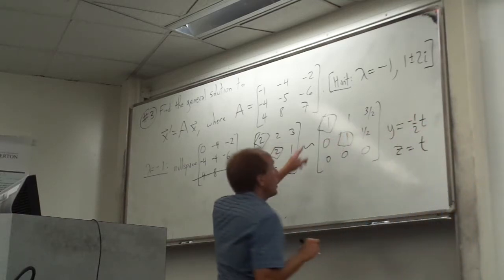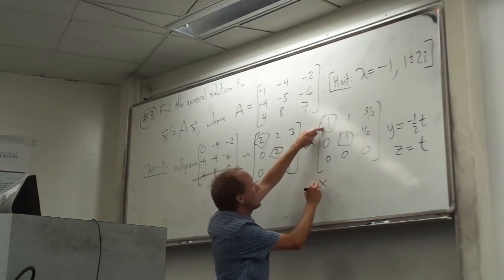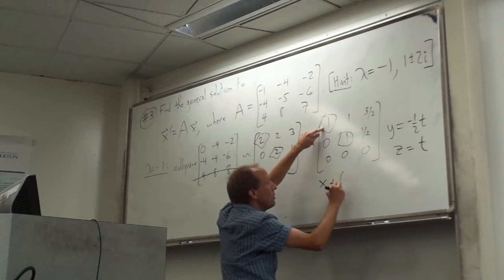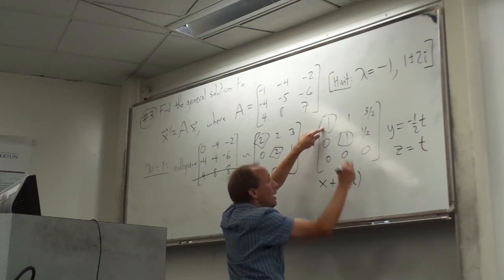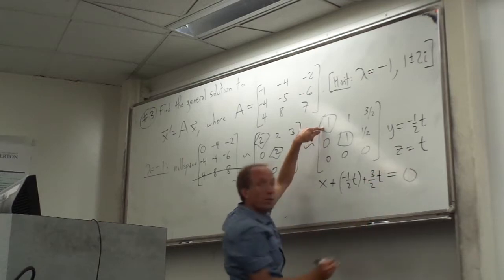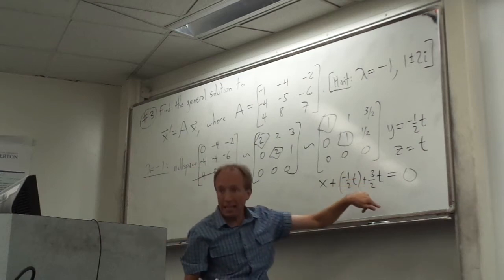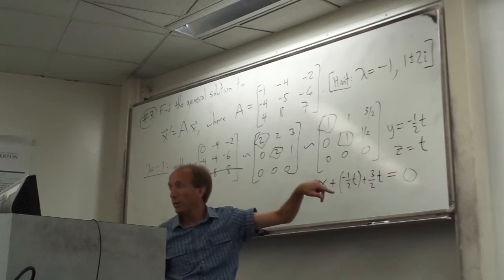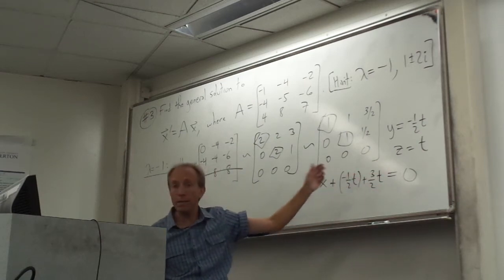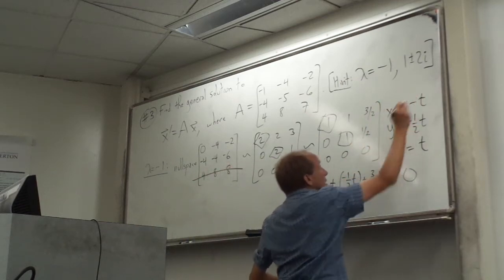Okay, and now I've got to go back to the first line. I might actually want to write this one out. So the first line, this is x plus y. Well, y was negative 1/2 t, and then plus 3/2 of t has to cancel to 0, right? So this actually is x plus t equals 0. 3/2 minus 1/2, so that's x plus t. So then x would be equal to what? Negative t. Great.